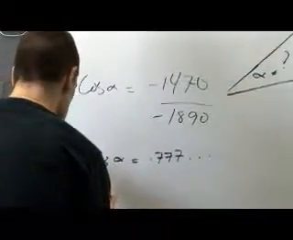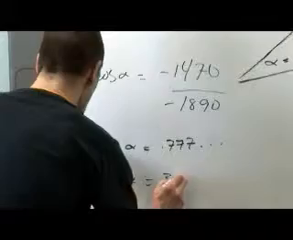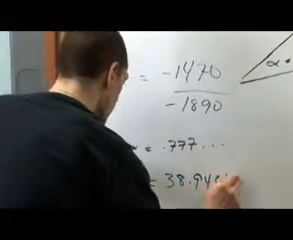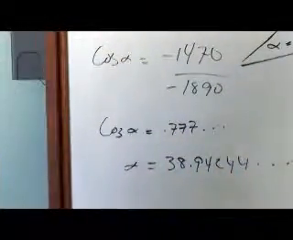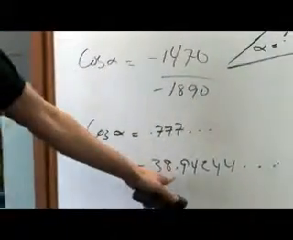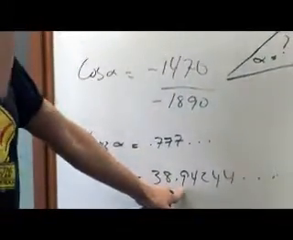Okay, so it says that alpha is 38.94244 and so on. It's set to the nearest degree. The nearest degree is right here. This one is 5 or above, so this is going to be 39 degrees.